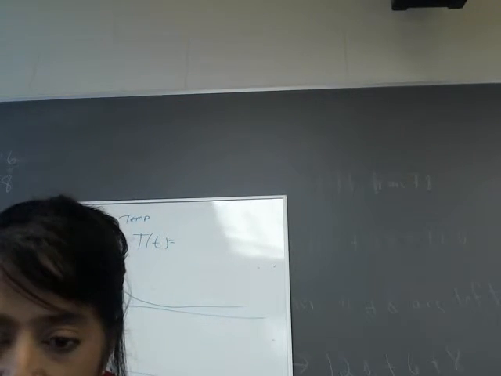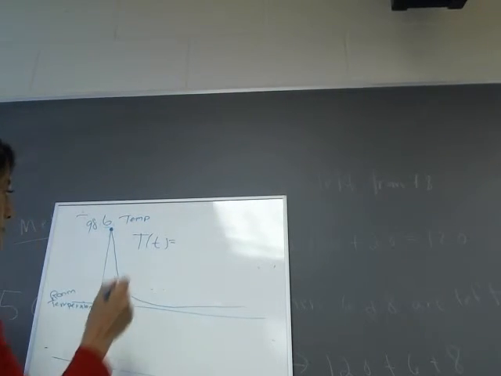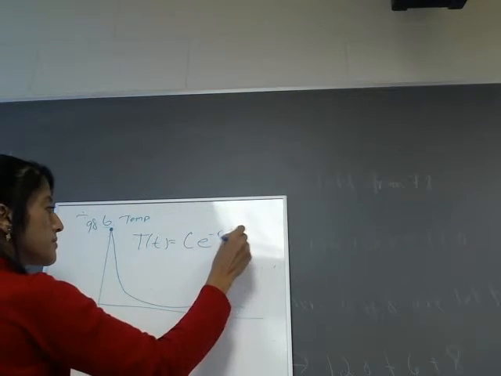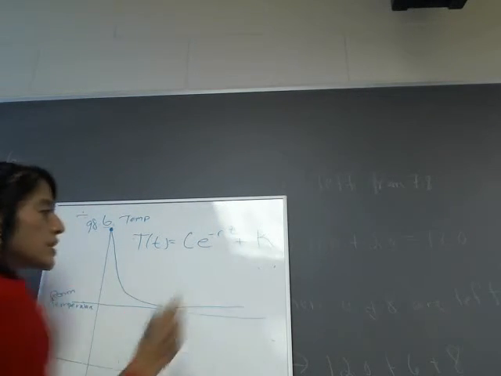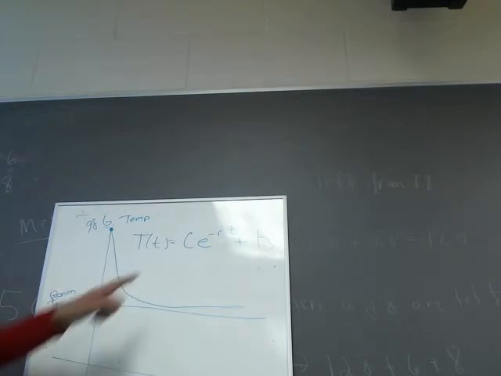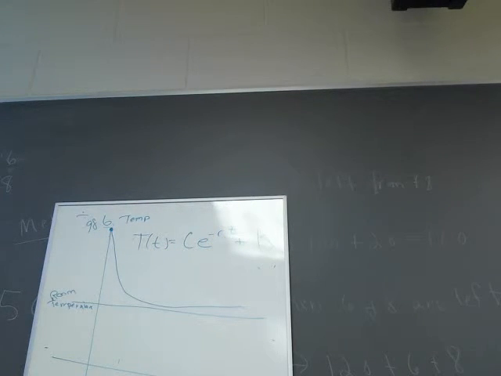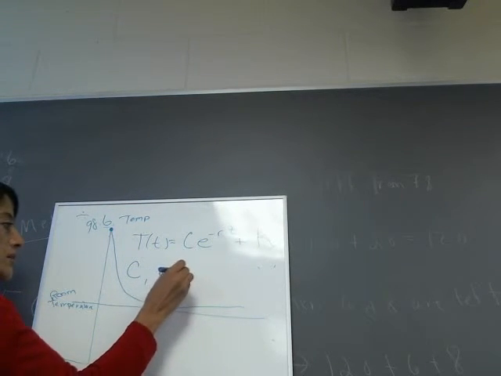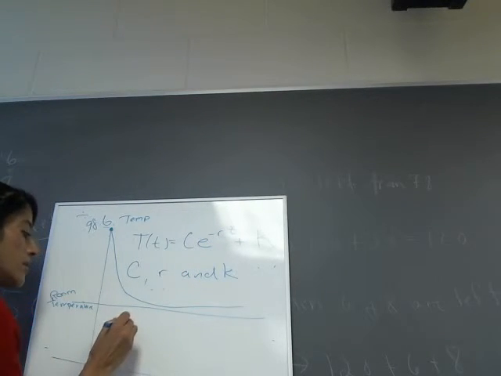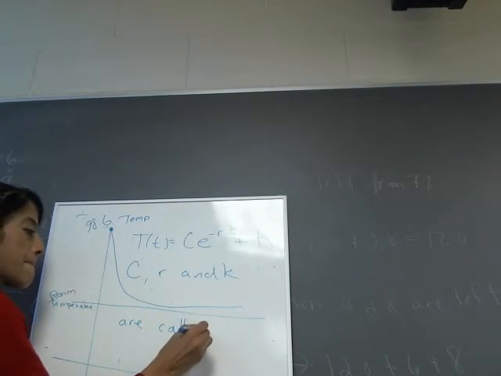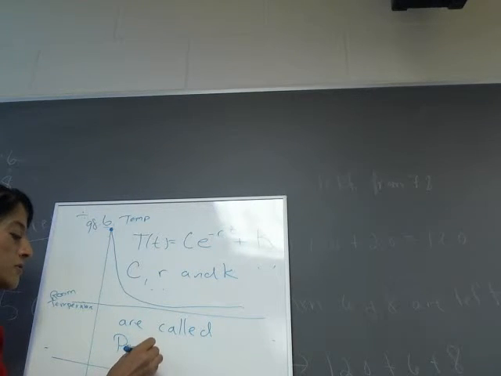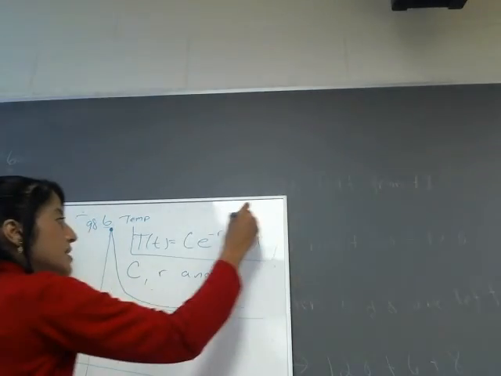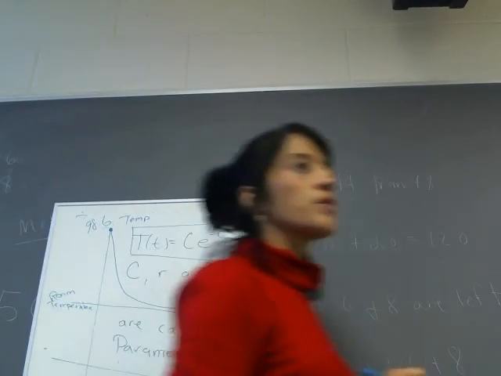Let me use the same letters I have here. It looks like this. E is this weird number, 2.717. And these are all what we call parameters. And this law here is a law of physics. This comes from a law of physics called Newton's law of cooling.